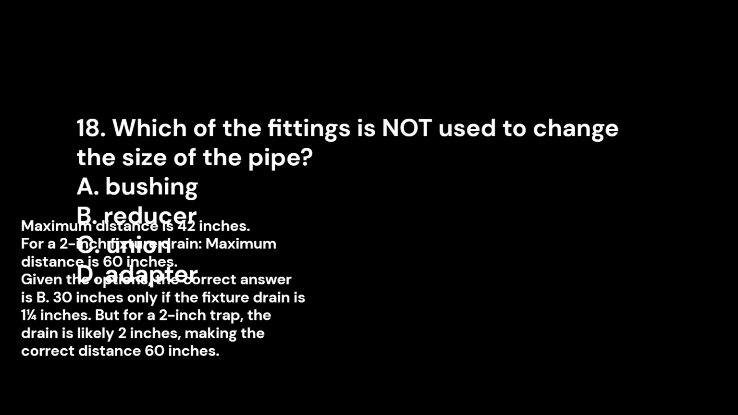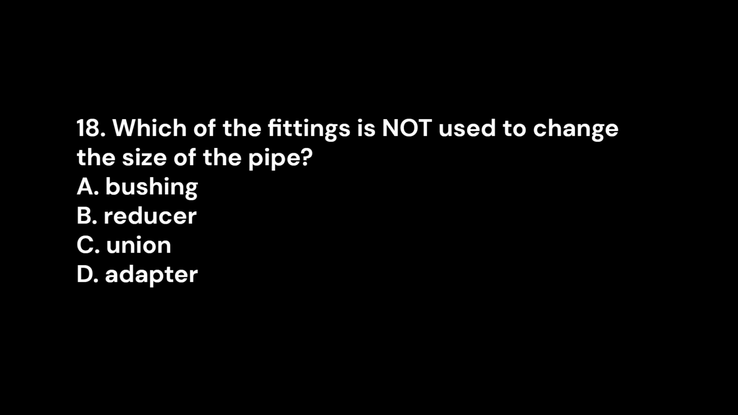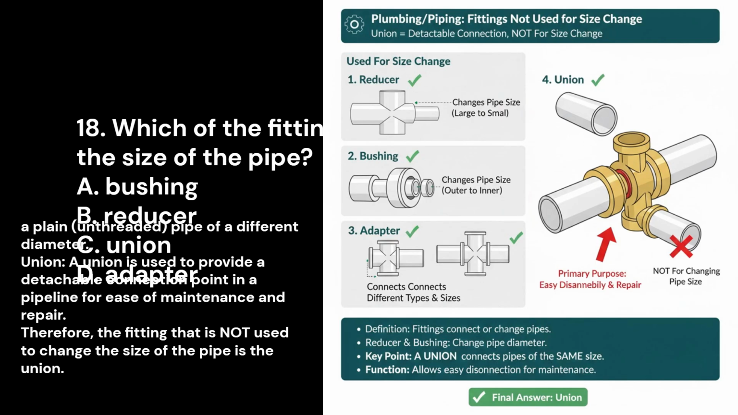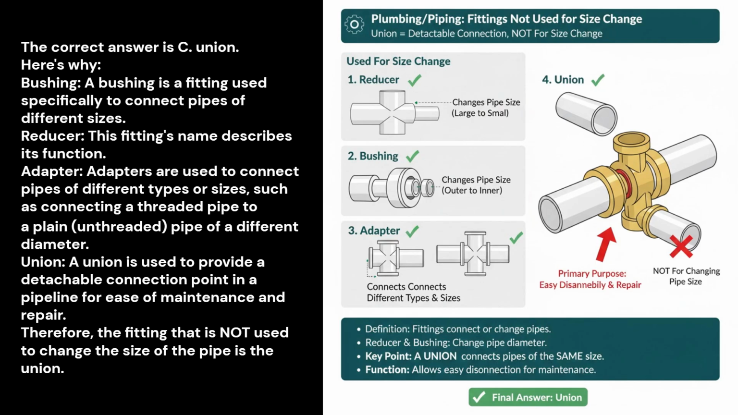Number 18. Which of the fittings is not used to change the size of the pipe? A. Bushing. B. Reducer. C. Union. D. Adapter. The correct answer is C.